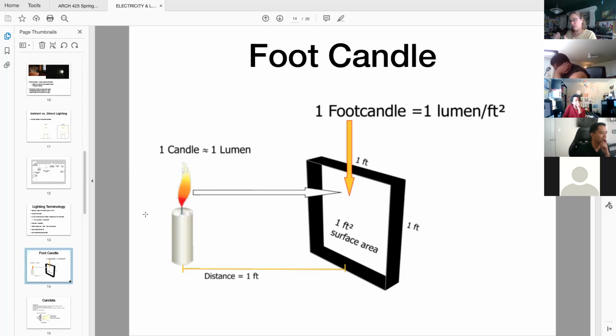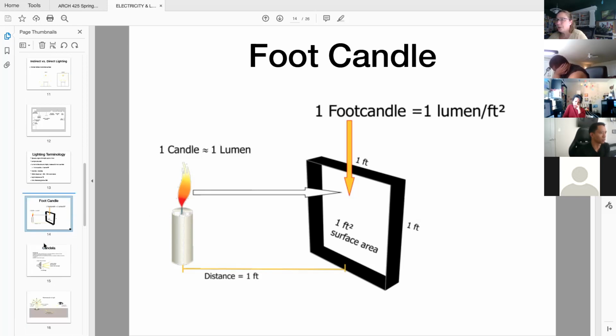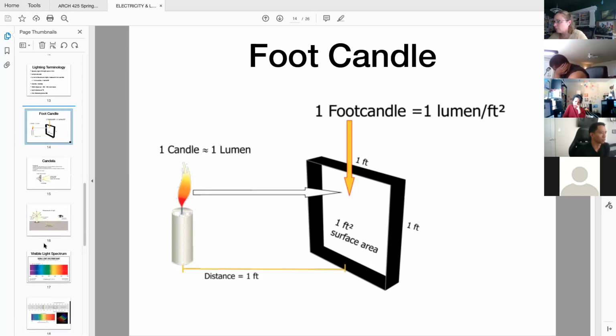So sometimes, depending on your goal, your indirect fixtures might need to have more production out of them so that by the time the light hits the final surface, it's at the lighting level that you're looking for. Or you need a brighter bulb.